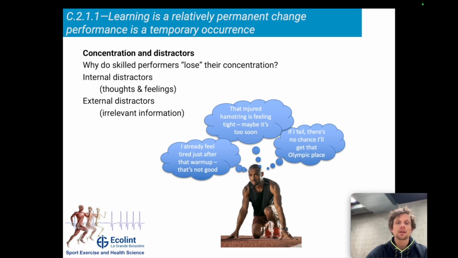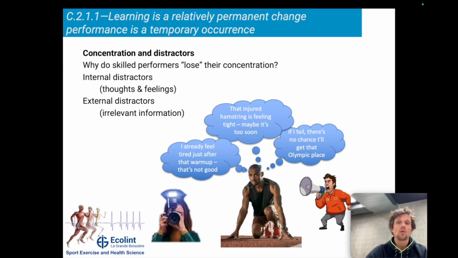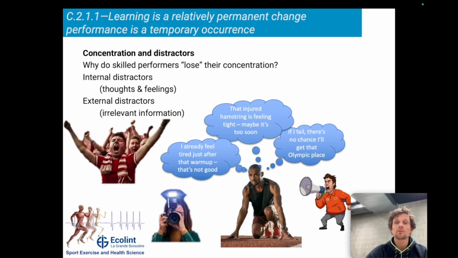Next up, let's consider external distractors, and these are irrelevant bits of information or cues coming from the outside. So that could be a coach shouting a last-minute bit of instructions, or it could be the photographers in the crowd and the flash guns going off on the cameras, or it could be the crowd themselves cheering and shouting. Or finally, it could be the weather conditions, so for example, the rain or the temperature. All of these things could end up distracting and taking away from your original focus.